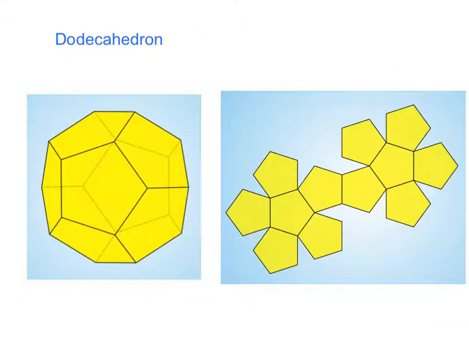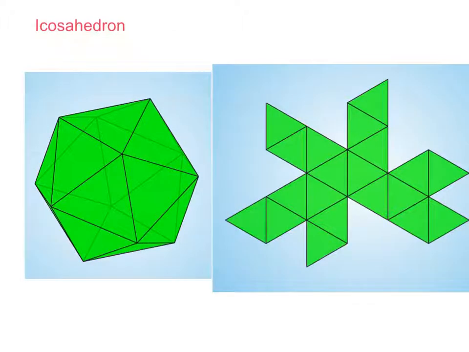So on this page, we have our dodecahedron, which is our 12-sided shape. So all of its sides are pentagons, and you can see over here what the net would be. So here you see your icosahedron, which means it has 20 sides, and it's made up entirely of equilateral triangles, and you can tell that easily from the net.